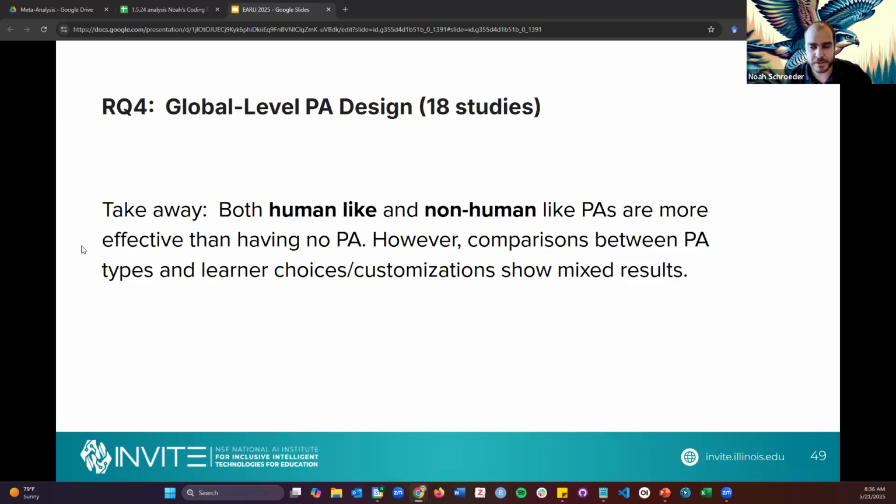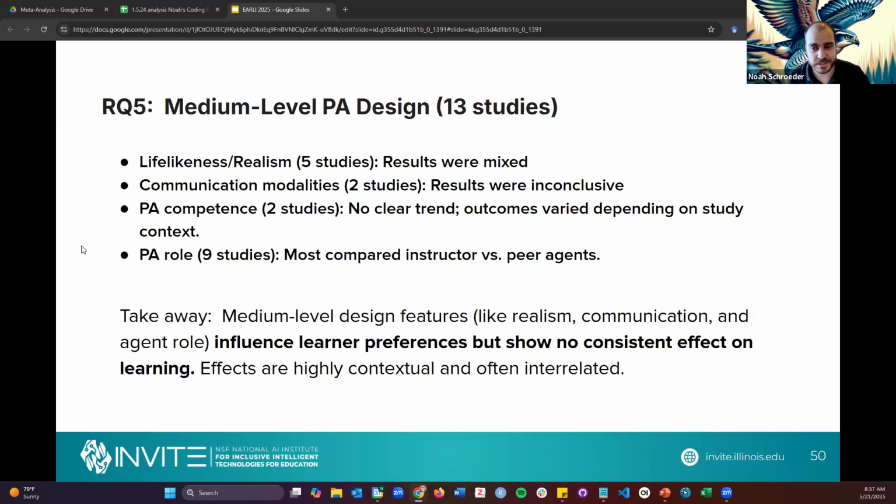So in terms of the global level of design, comparing non-human to human-like characters, overall, we found that those are better than not having a pedagogical agent, but there were really mixed results in regards to comparing different types of agents and if the learner could actually customize their agent.